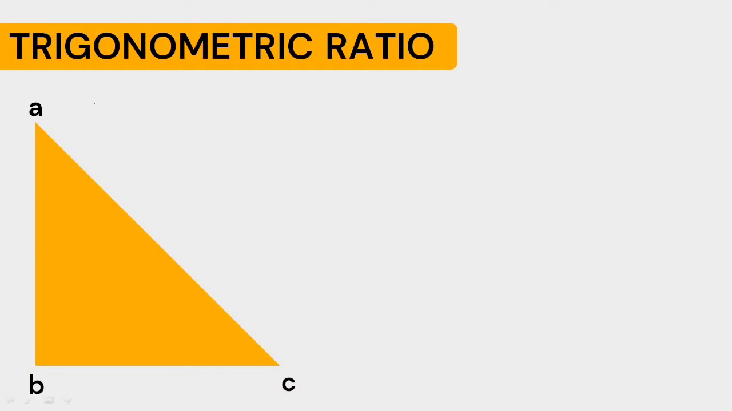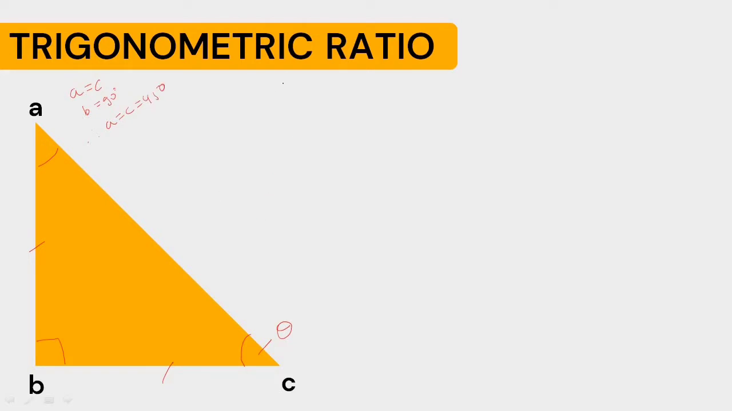This is a right angle triangle, and in this right angle triangle, angle B is 90 degrees and angle C is theta. If we suppose that ABC is an isosceles right angle triangle, which means AB is equal to BC, then angle C will be equal to angle A. Then angle A is equal to angle C, and we already know that B is equal to 90 degrees. Therefore, A plus B plus C is equal to 180 degrees, which gives A is equal to C is equal to 45 degrees.